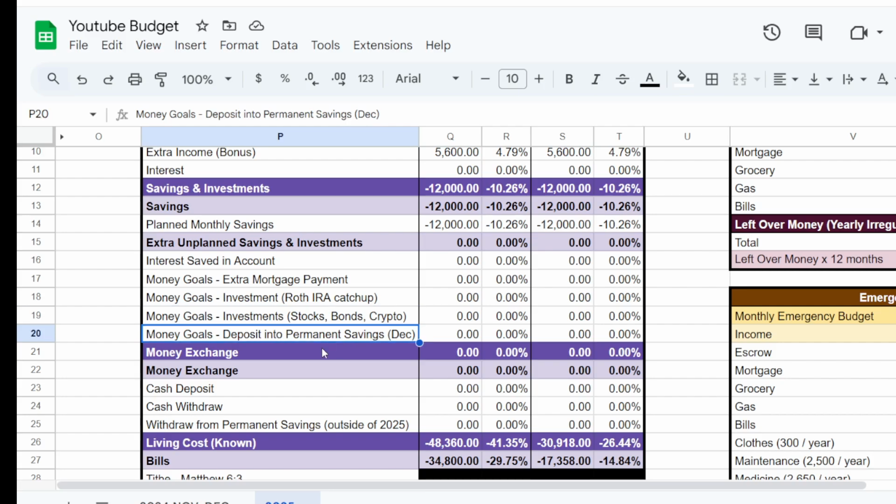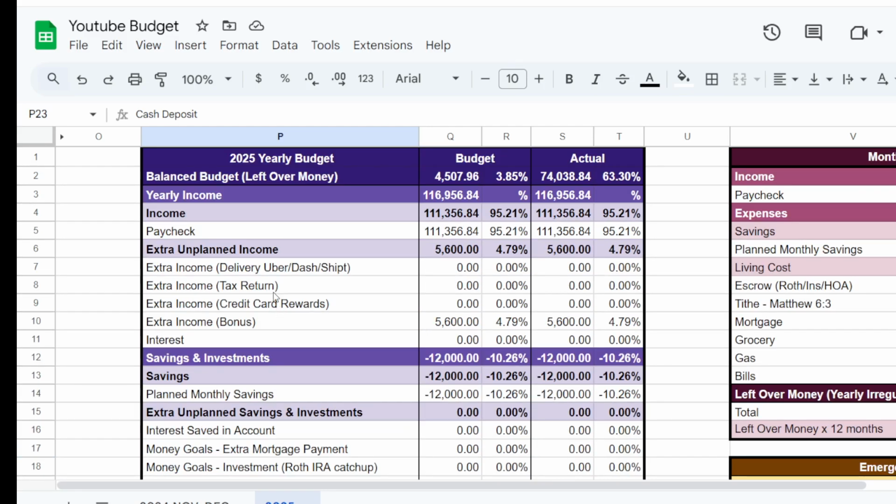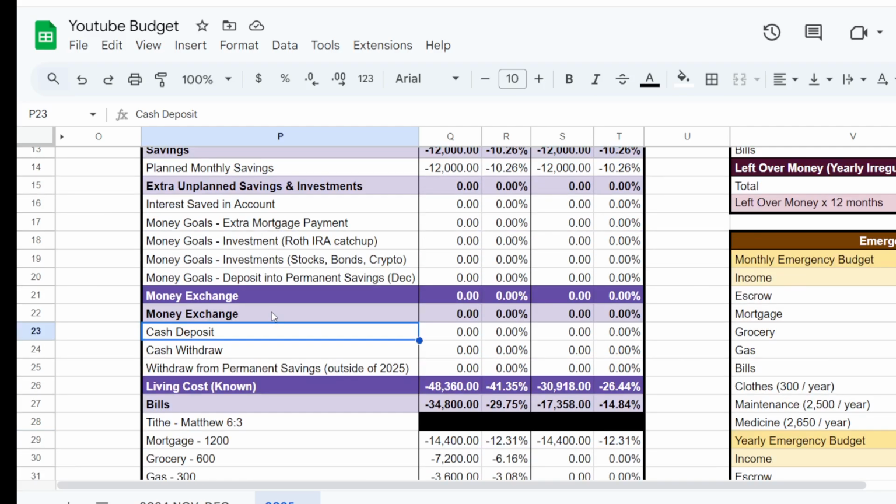So depositing into my permanent savings, that's money where I know there's no dependency on my yearly expenses. My permanent savings is to be used in cases of emergency where my yearly income cannot cover whatever expense. So my money exchange is just to account for money that wasn't accounted for in my yearly income.